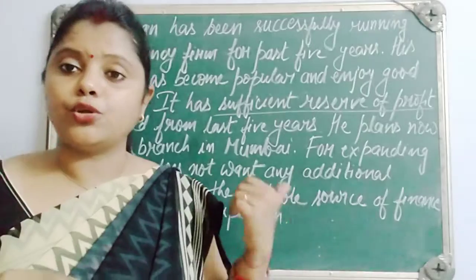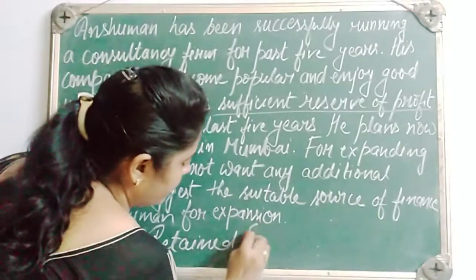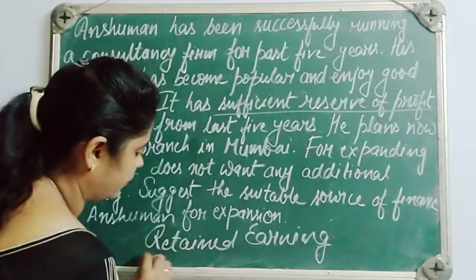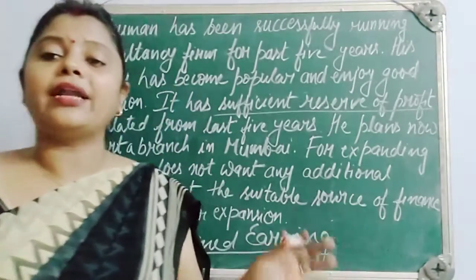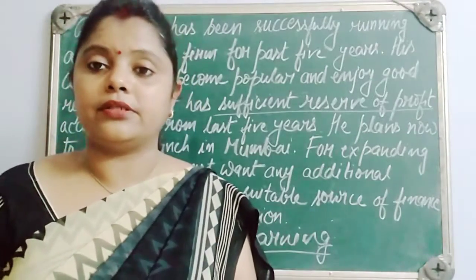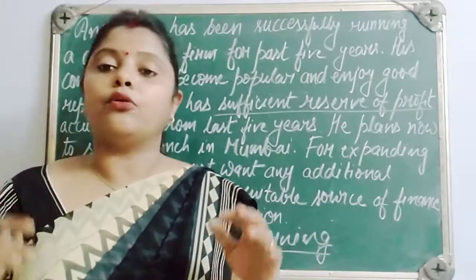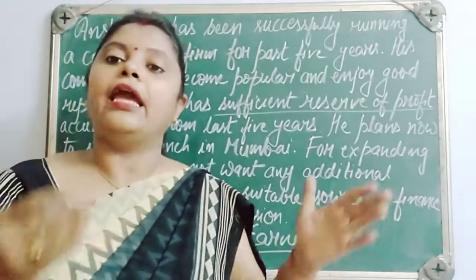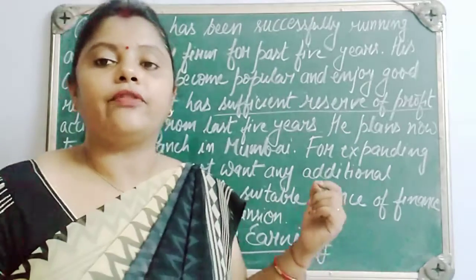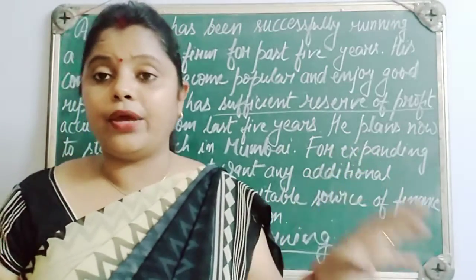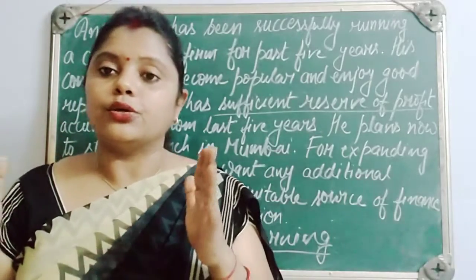So here the best source of finance is retained earning. When we are talking about retained earning, we do not have to pay any interest to any other person or the bank, because this is money kept in reserve by Anshuman himself. He doesn't have to pay any extra cost to anyone else. This does not create any liability, so it is one of the best sources of raising funds. The fund stays in the firm and does not go to the market.